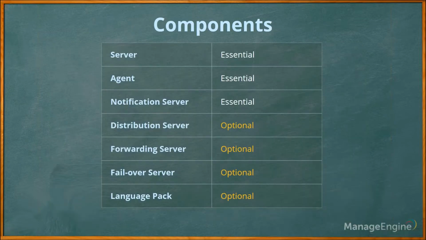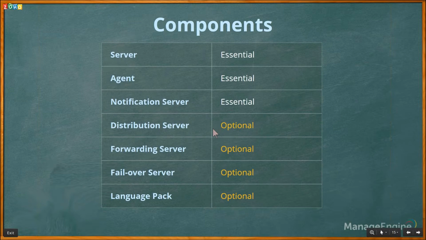Now, let's look at the components that we require for the proper functioning of the server. We know we will have to install the central server, which is an essential part, and we will have to install the agent in all the machines in order to manage them. And of course, we need to have a notification server. This is installed along with the server bundle. We'll talk about this notification server when we deploy the software and what it is used for. Distribution server is optional. In case you want to manage a remote office, you can use a distribution server.